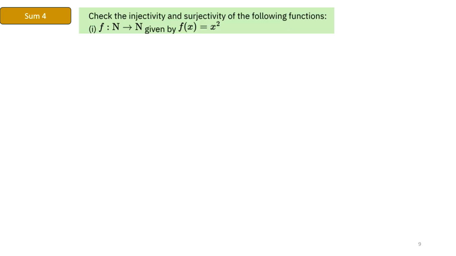Check the injectivity and surjectivity of the function f(x) = x². Here both domain and codomain are the set of natural numbers. Injective means one-one function and surjective means onto function.